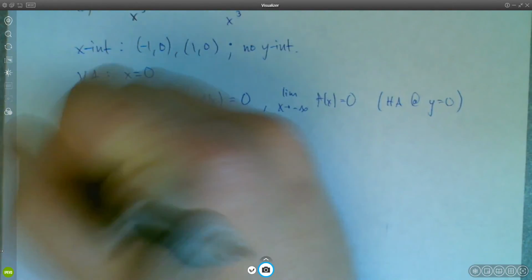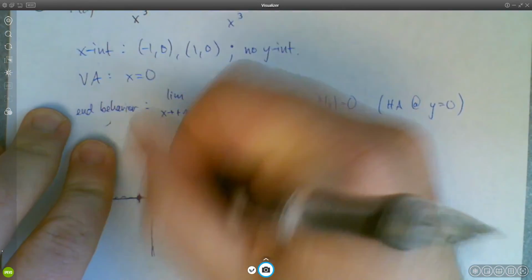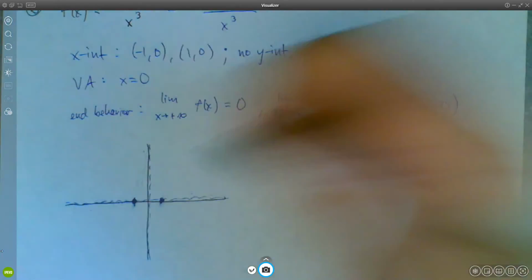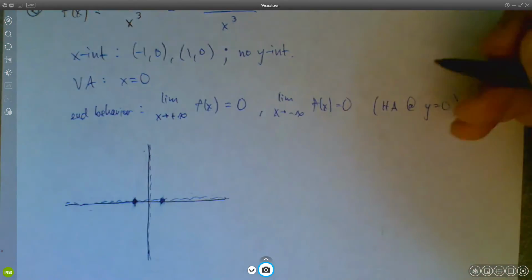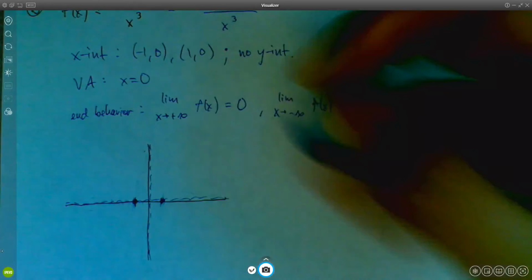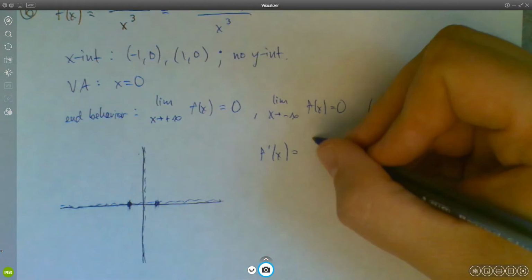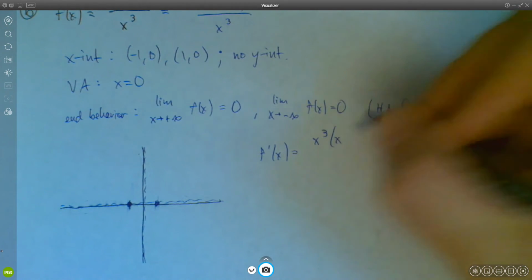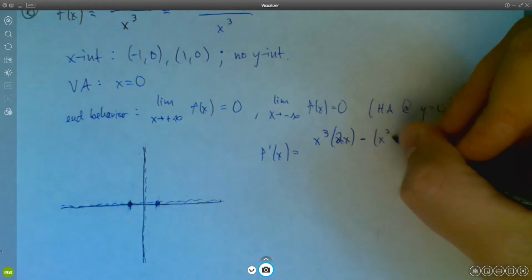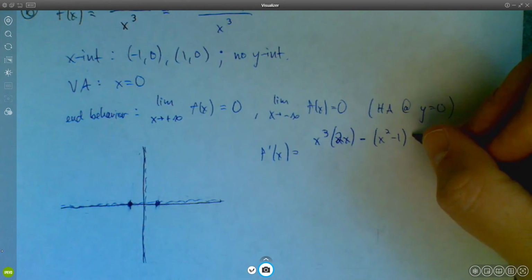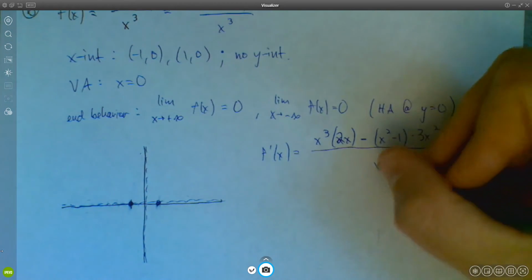I think there are a couple ways you can figure it out. You could just plug in some points and see what's going on. But let's use some calculus to see if we can figure out what's going on. So take the first derivative. It's going to be low d high minus high d low over low squared.